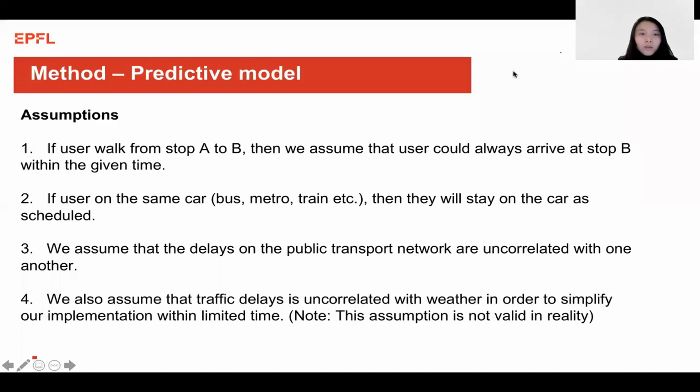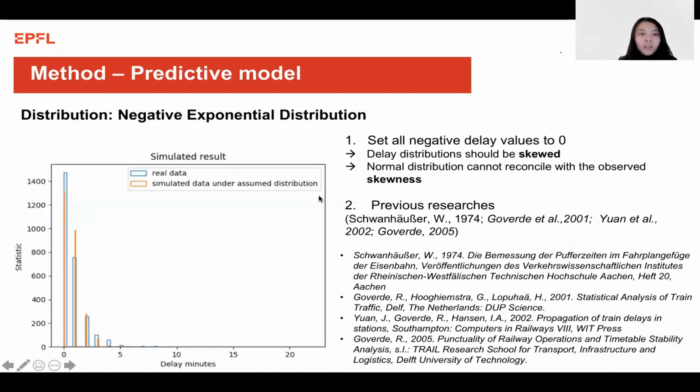To calculate the probability that the user could get to the destination on time, we build this predictive model. Here are some assumptions we made for this predictive model. And we use negative exponential distribution to model the delay distributions, since the distributions are skewed and also based on previous research. To validate our assumption, we also made simulated data. You can see that it's very close to the real data.